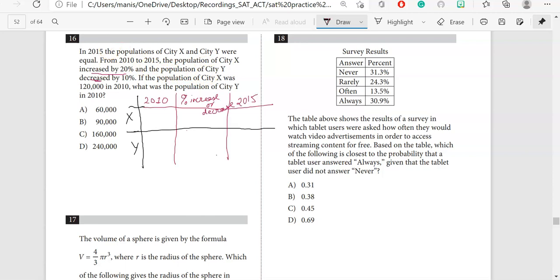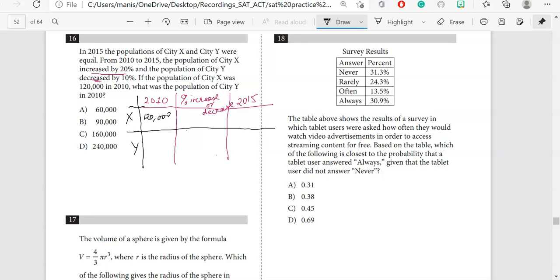Okay, so what I have done is I have drawn a table over here. It says 2010, 2015, and you can see in 2015 both of their populations are equal, and from 2010 to 2015 the population of city X increased by 20%. This means it's plus 20% will go at this place, and this will be minus 10% over here. Okay, if the population of city X is 120,000, so this means I will write 120,000 over here in 2010.